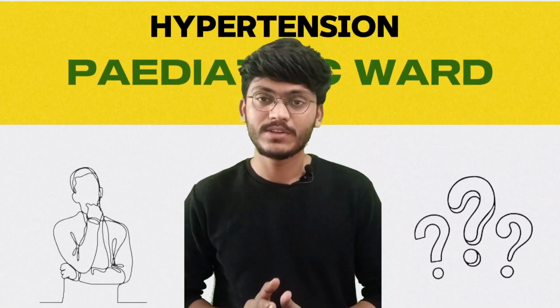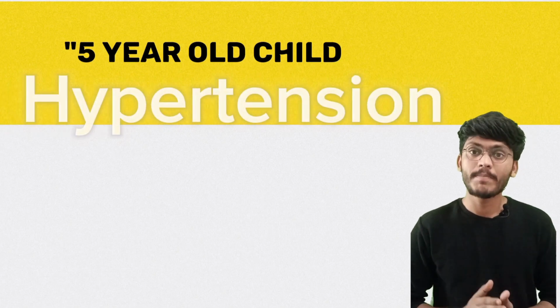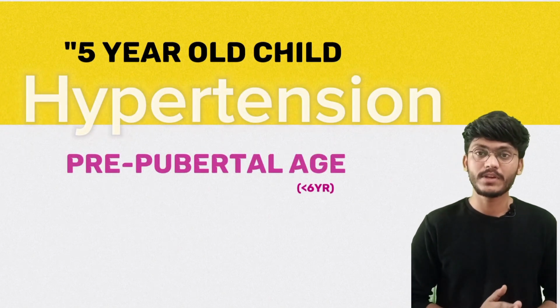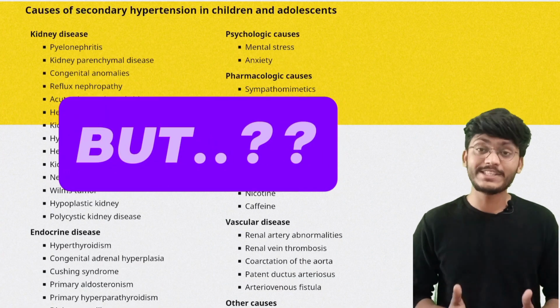How often do you see a case of hypertension in a pediatric ward? So this is a case of a 5-year-old child diagnosed with hypertension in this age, that is pre-pubertal age, less than 6 years of age. Most hypertension cases have secondary causes, that is secondary hypertension. But which cause do you rule out first when you have so many causes?